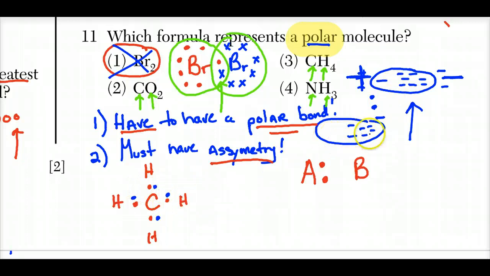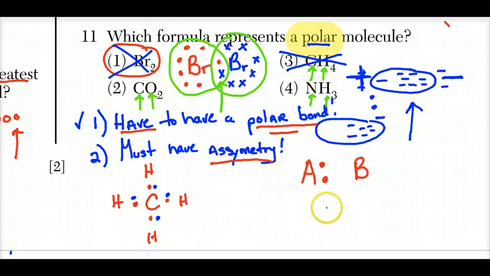Here we have clearly differences in different directions. Here they're all the same. So CH4, choice 3, is not an answer. It's got polar bonds. It satisfies the first postulate, but because of its symmetry, the same all the way around, those 4 polar bonds cancel out.